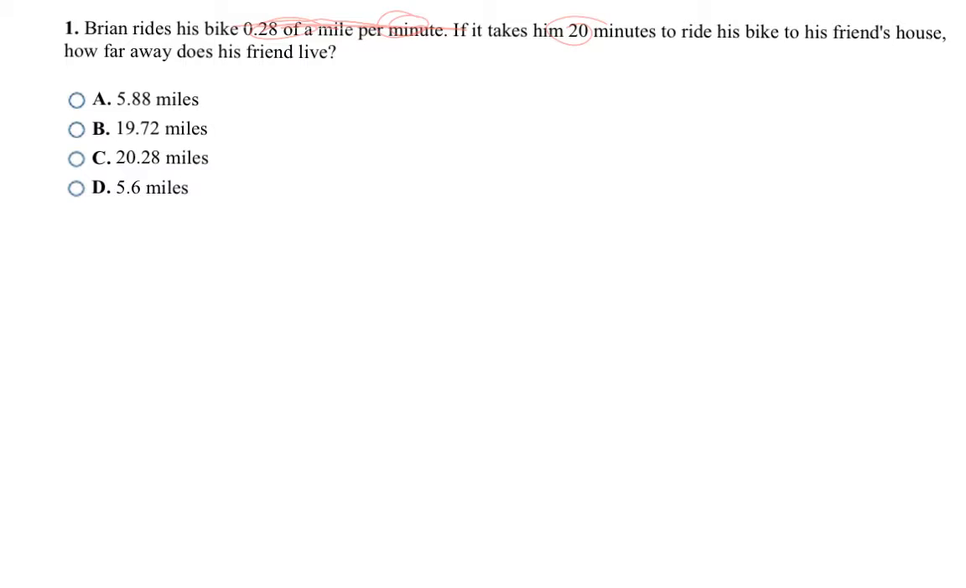So we're going to need to multiply 20 times 0.28. Now you can do that straight on your calculator, or you can work it out longhand, whichever works. Either way, you should get 5.6. And that's going to be your final answer, which is D.